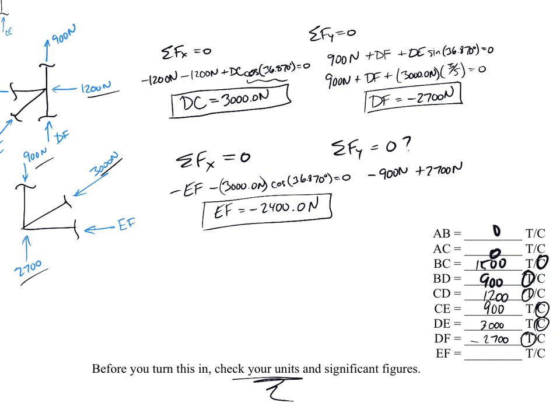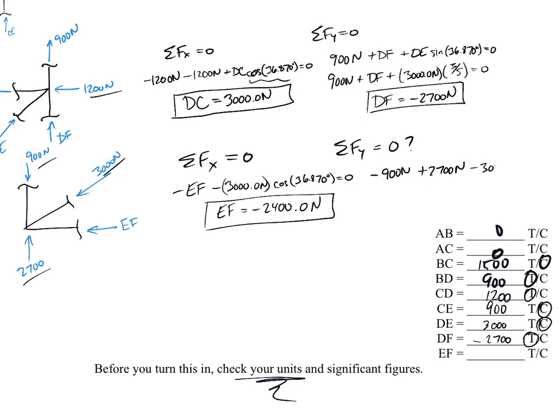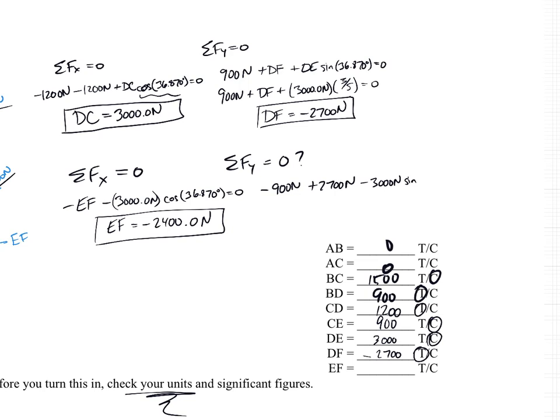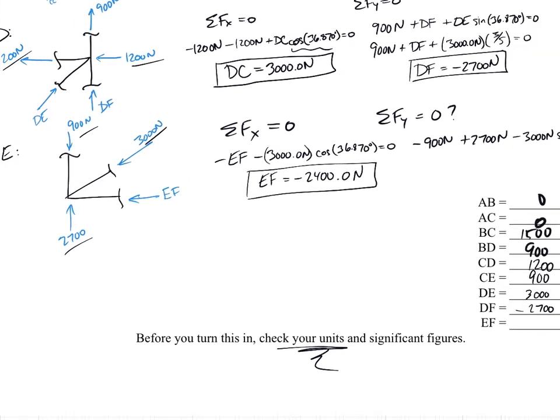Minus 3,000 newtons times the sine of that angle, 36.870 degrees, equals 0. Right, and let's see. So this is 3/5. 3/5 of 3,000 is 1,800, and so this all works out. Check. Okay. The last thing you can do to check this.